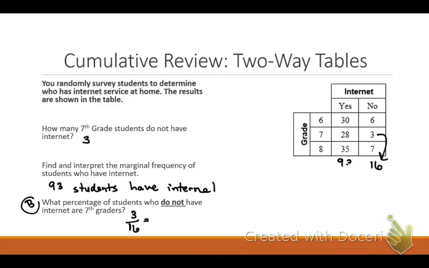Okay, so 3 divided by 16. Sorry, I was just pulling up my calculator. Did anybody do it? 18.8%. Okay, so it's about 18.8%. So you're going to have to find the total for that category and then divide whichever value it's asking for by the total. All right, and that covers everything for your test tomorrow.